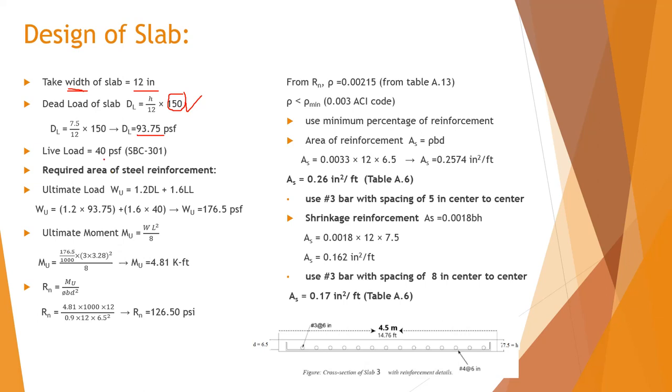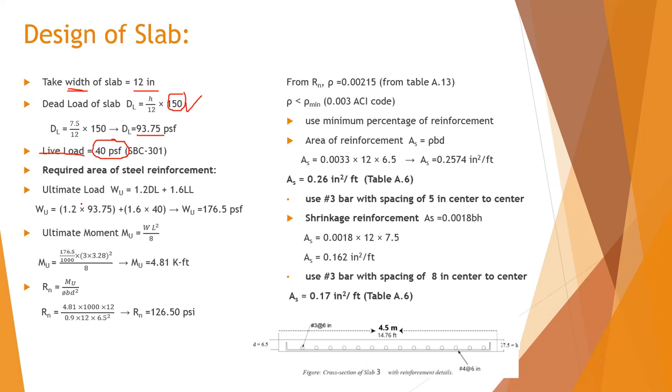Now we can calculate the live load which acts on the slab S3. Actually, here 40 PSF is specified from ACI code. When you have a residential building, we use the 40 PSF as a live load. So no need to calculate. Now we can go for the required area of steel reinforcement.